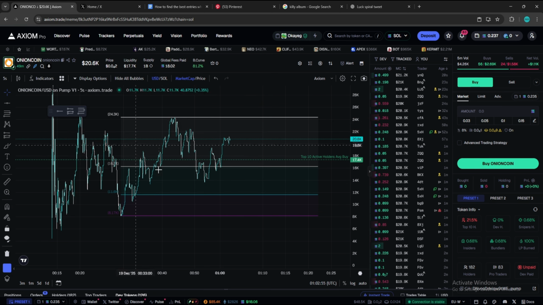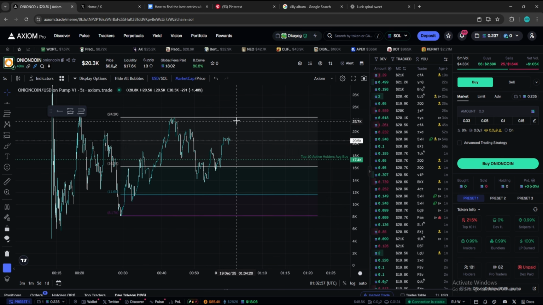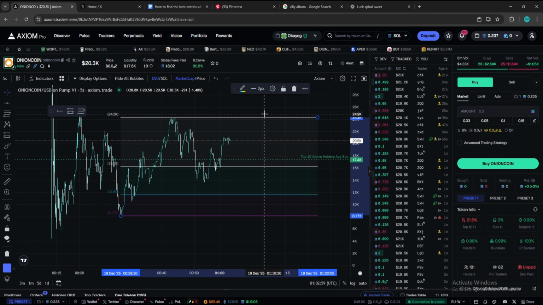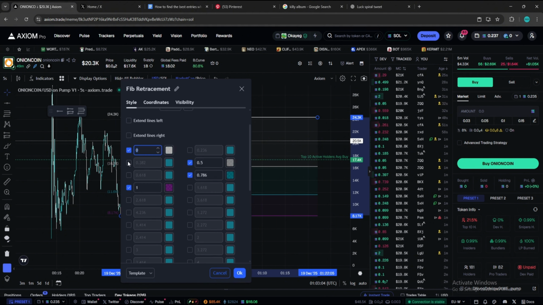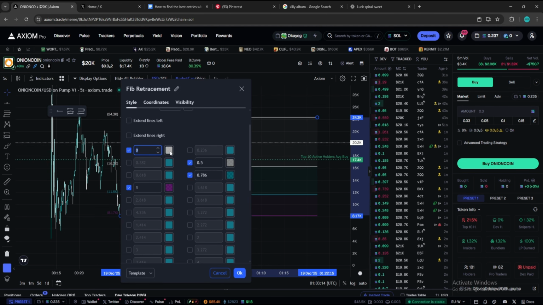So obviously your Fibonacci is not going to look like this. What you need to do is draw the Fibonacci out, then go to the settings options, and X off all of the levels. You need to tick 0, 1, 0.5 and 0.786, and then it should look like this. You can change the colors whatever way you want. These are just the normal colors for me.